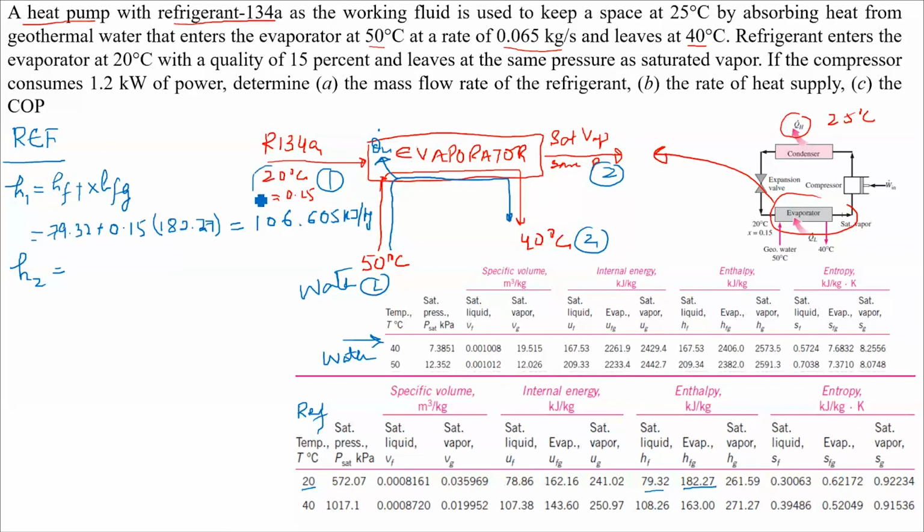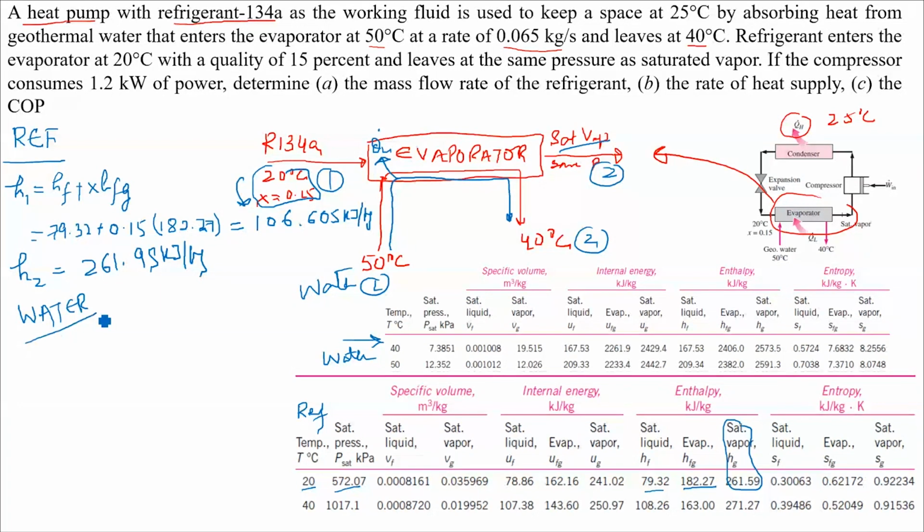R134A, 20 degrees centigrade, quality 0.15. This would be the H1 value. For the H2 value, it is the same temperature and pressure, and it is moving out as saturated vapor. So at 20 degrees centigrade, same pressure, it is leaving as saturated vapor. This would give you the enthalpy value of the refrigerant, 261.95 kilojoules per kg. So far, is it clear to you?